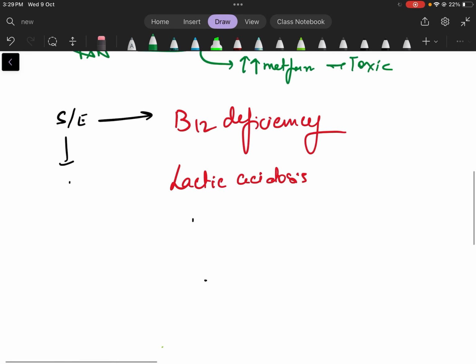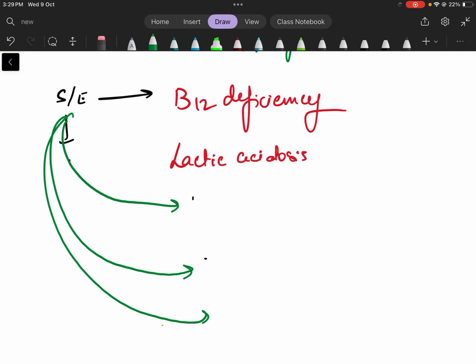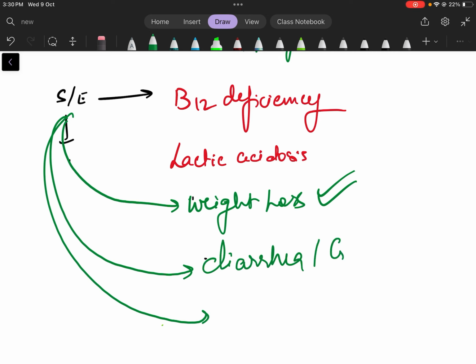Now coming to side effects. There are many side effects of metformin. The commonly experienced side effects by patients are weight loss, which is being seen in many patients. Unlike your sulfonylureas, which cause weight gain of 1 to 3 kgs, metformin causes weight loss. It's a very important side effect. And then you have your diarrhea or even GI upset. This also has been seen in many patients. Diarrhea as well as GI upset is also a very common side effect. And there's also a feeling of tiredness which is seen in patients using metformin.